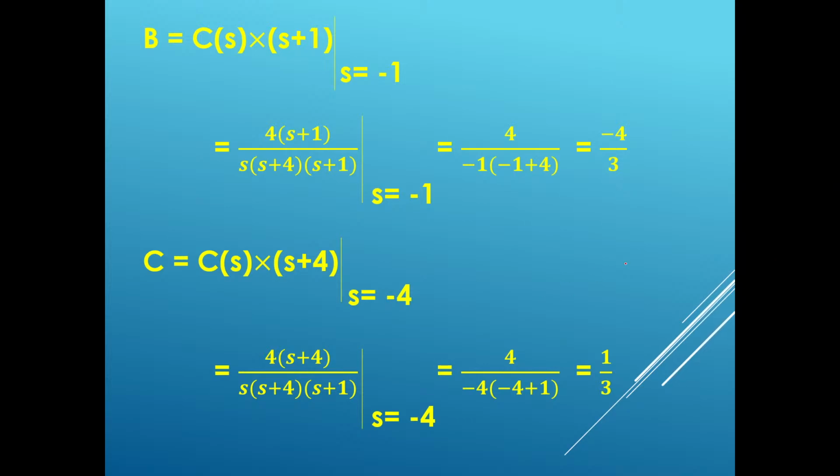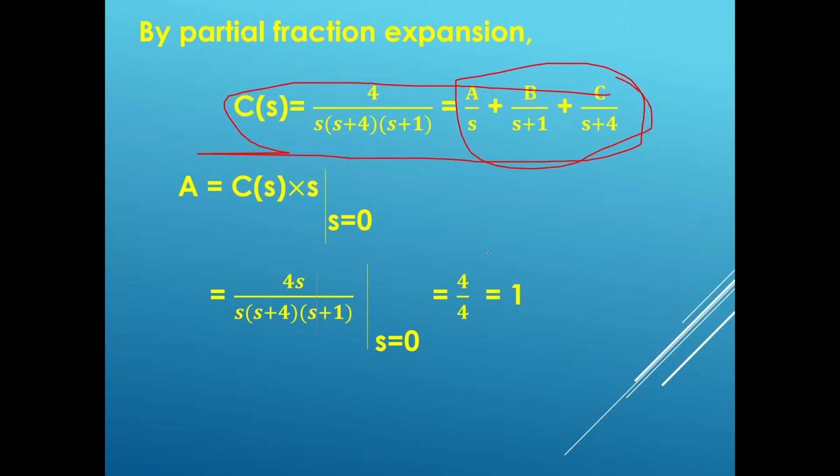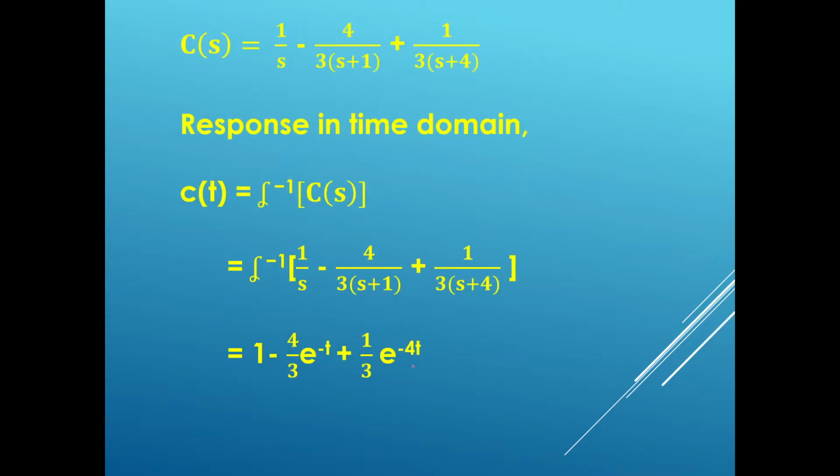Now substitute all this in your partial fraction expression. Here A, B, C terms are there, isn't it? Substitute A, B, C in this expression. You will get the output in Laplace form. This is our response in Laplace form: C of s is equal to 1 by s minus 4 by 3 into s plus 1 plus 1 by 3 into s plus 4.